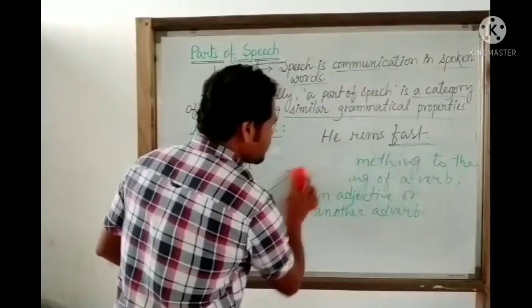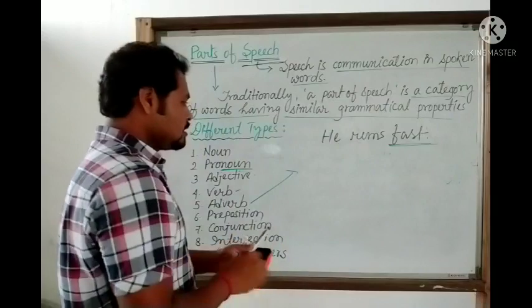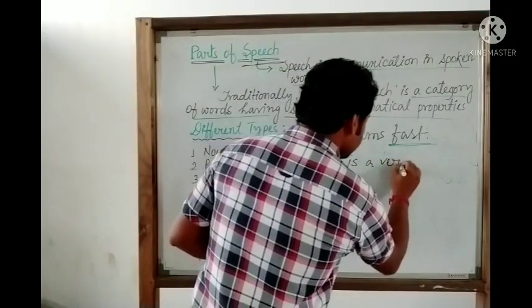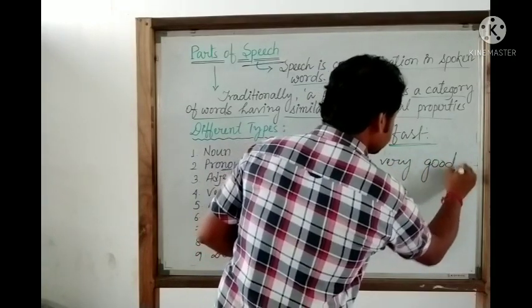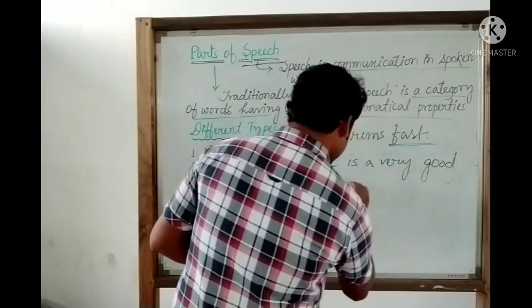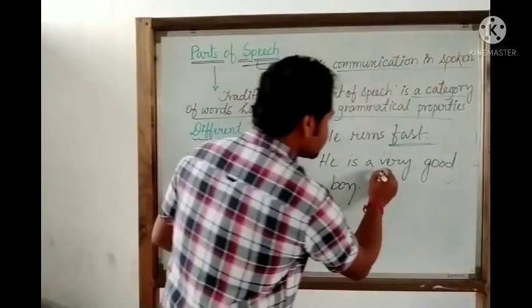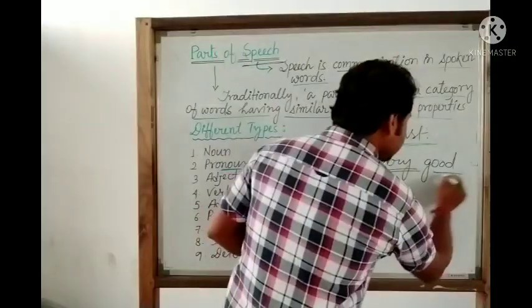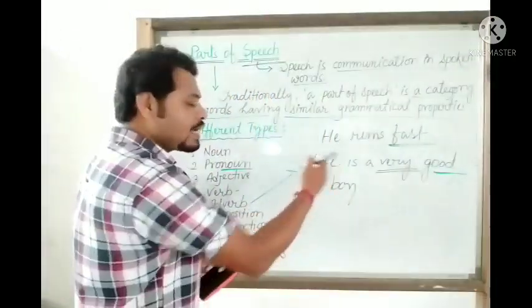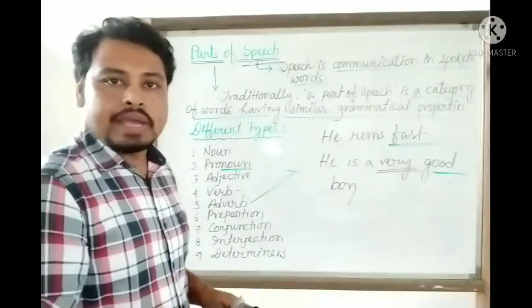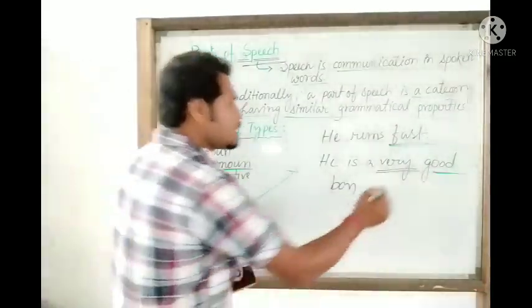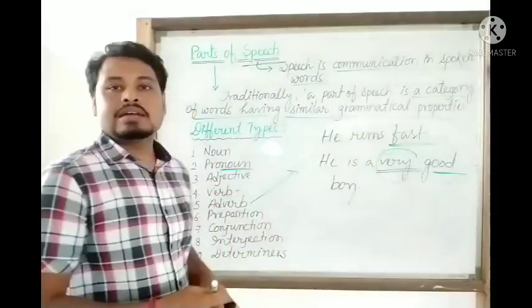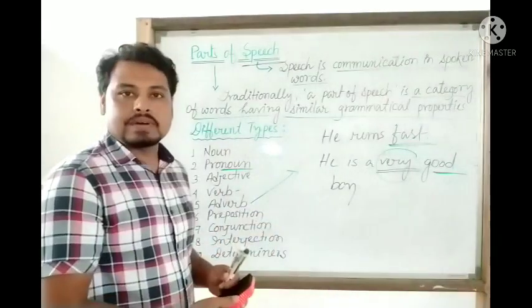Again, if we take an example, like, he is a very good boy. He is a very good boy. Now this good, all of us we know. This is an adjective because it is qualifying the noun here, that is the boy. Now this very, this particular word is adding to the meaning of the adjective. So that is an adverb.